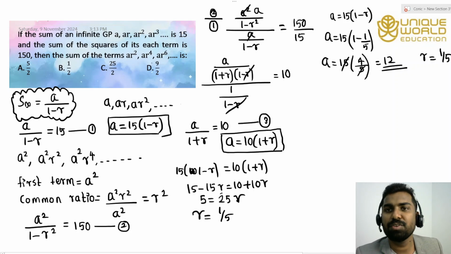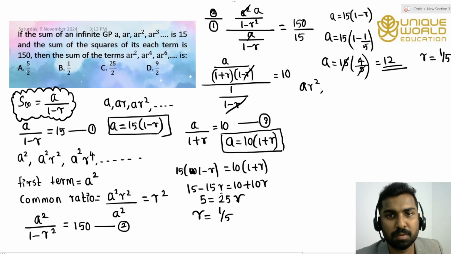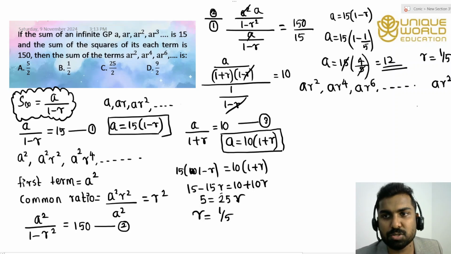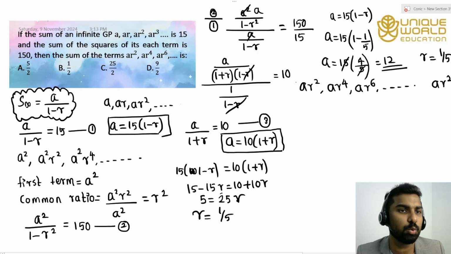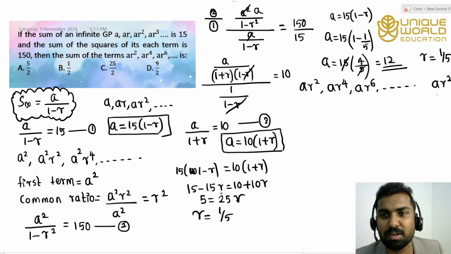Now the question is, we have to find the sum of another infinite GP in which the terms are AR square, AR power 4, AR power 6, etc. If you check here, the first term is AR square. Common ratio will be equal to what? Common ratio of this GP will be equal to the second term divided by the first term.